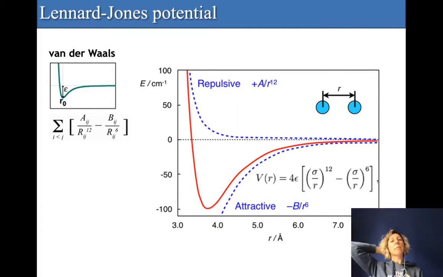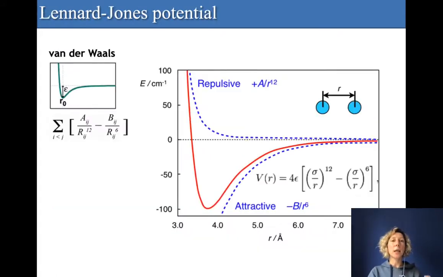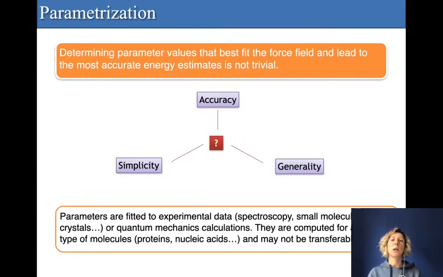So if you combine the two curves, you end up with the red one, right? And again, as I said, there are a lot of parameters that you need to fix. So how do you define those A's, those B's, etc.? For this, you can use experimental data coming from spectroscopy, from small molecular crystals, or infer them from quantum mechanics calculations.